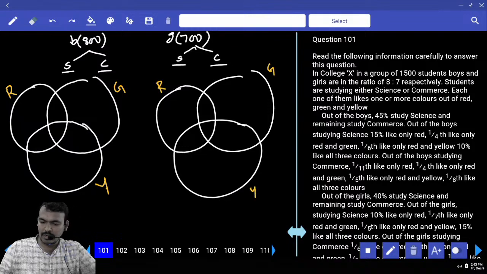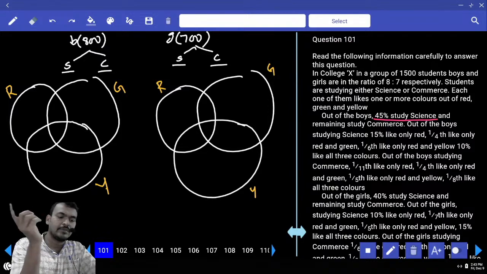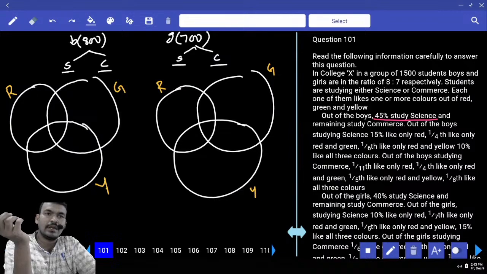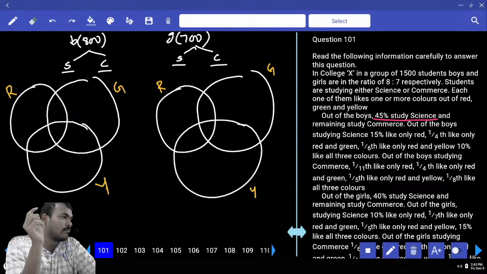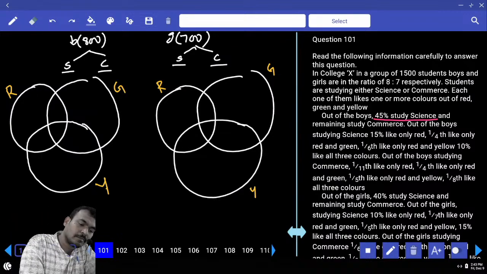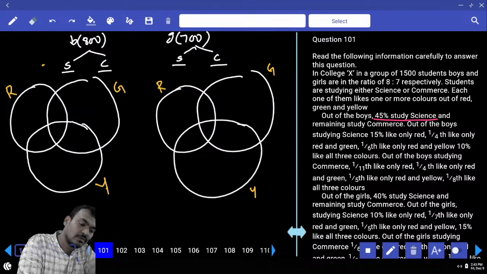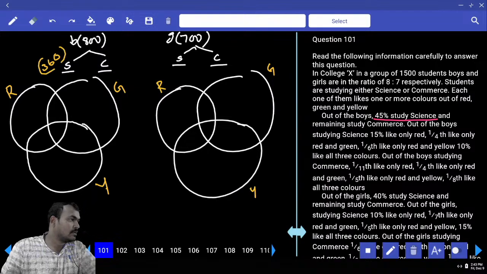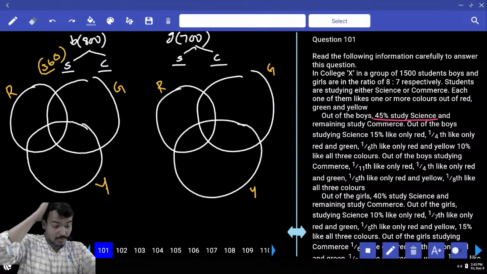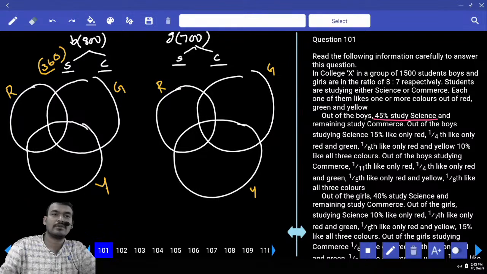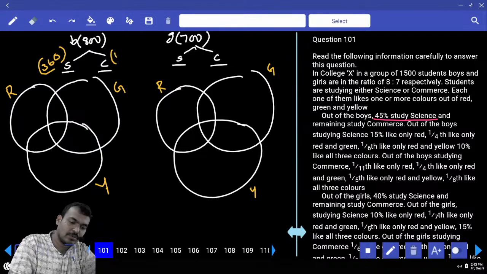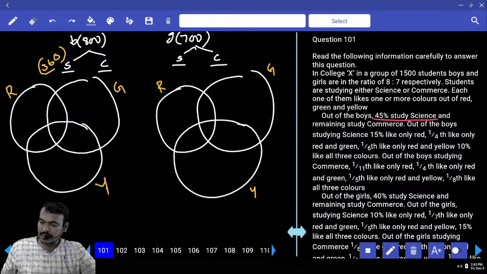What is the first point? Out of the boys, 45% study which one? Science. 45% of which one? 300 or not? Boys, 45% of 300, sorry, 45% of 800, how much? 360 or not? Total boys is how much? Total boys 800, in that 45% is 360. Commerce is how many members? 440 or not?